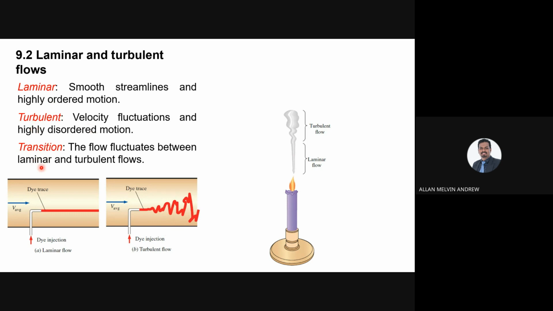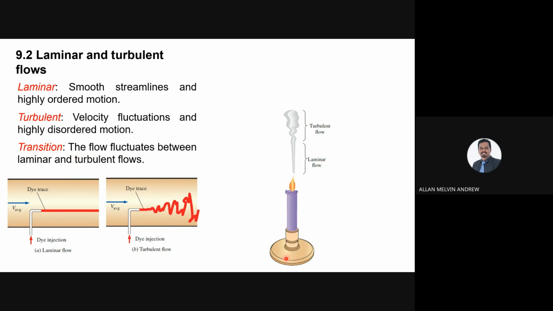And we also have a transition. Transition, we know, is moving from one point to another point, or one type to another type. Here we have two types, laminar and turbulent. Transition is when the flow fluctuates between laminar and turbulent flow. In this case, we can see the dye is entering the pipe. Initially it is laminar, so it's like a straight line, but after some time, it is changing to turbulent. Based on this explanation, the transition point from laminar to turbulent is around this area. That place we call the transition.